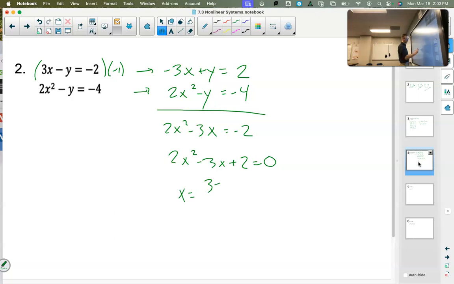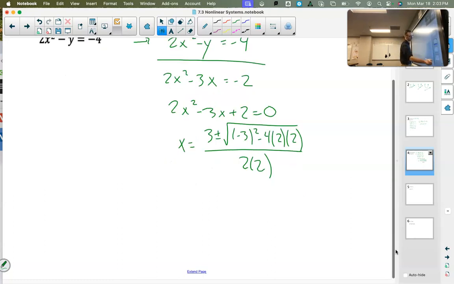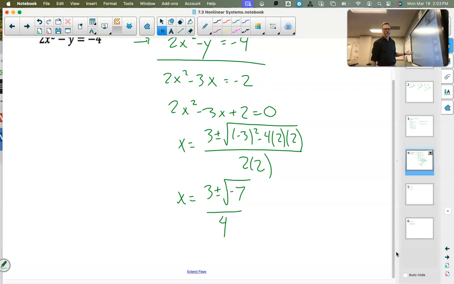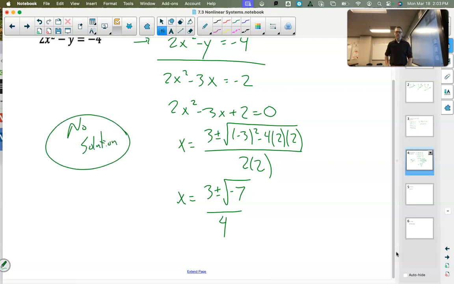X equals -b plus or minus the square root of b squared minus 4ac over 2a. So x equals 3 plus or minus the square root of 9 minus 16. That's -7 over 4. Now we see that -7 there, and we realize that these are non-real answers. So that tells me that there would be no solution. There's no place that this line intersects our parabola.